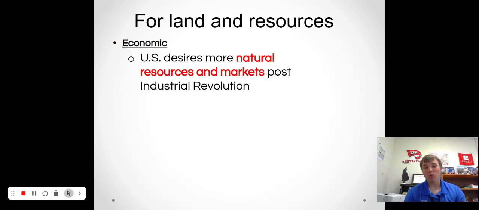If you gain control over an area, like in the United States case, the Philippines out in the Pacific, or Cuba and Puerto Rico in the Caribbean, you also have more markets. You have more places to sell your goods. So there's an economic motive to imperialism: to gain control over areas to fuel economic desires. Make money. Money always drives things.